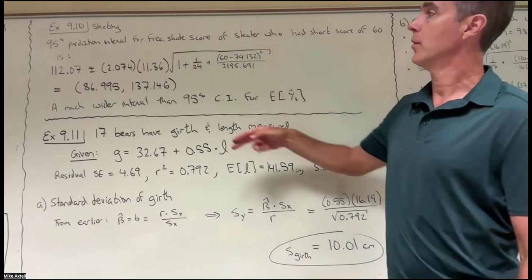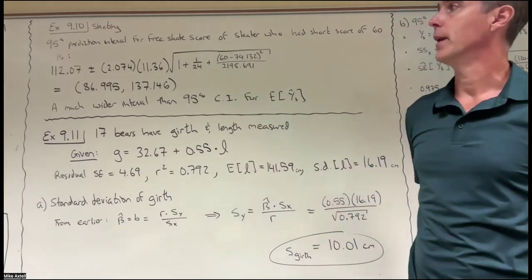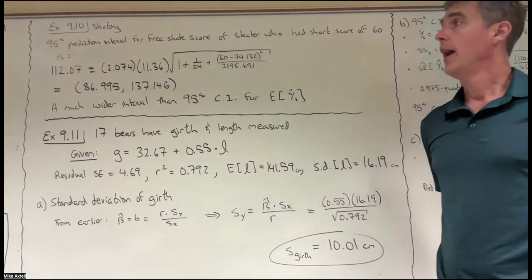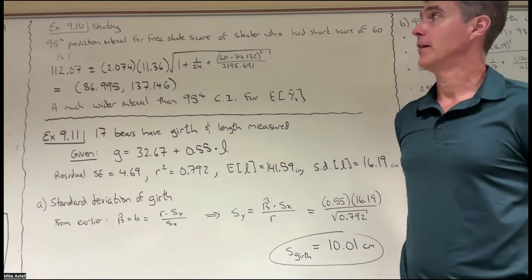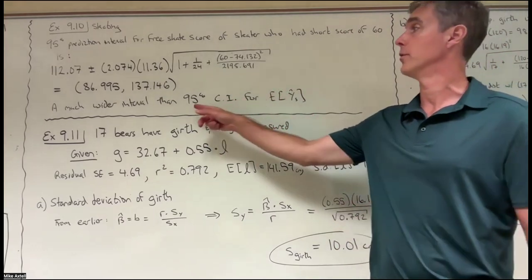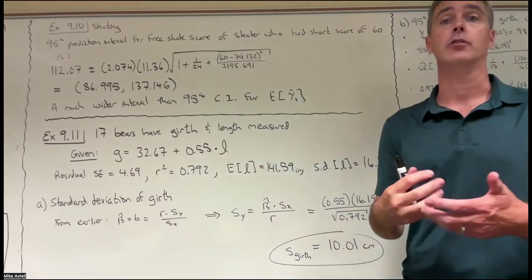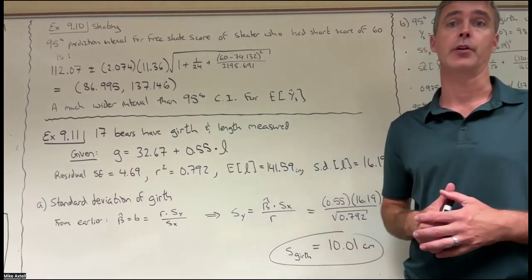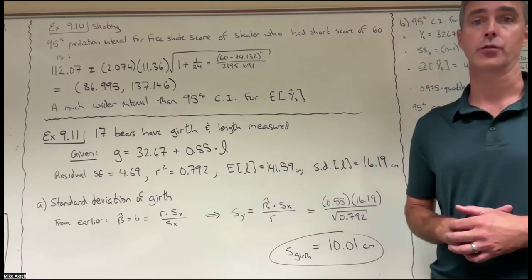So I crank that thing out and I get the interval basically from 87 to 137. So that's my 95% prediction interval for the free skate score. And that's considerably wider than that confidence interval for the expected or average free skate score for somebody who scored a 60 on their short program.